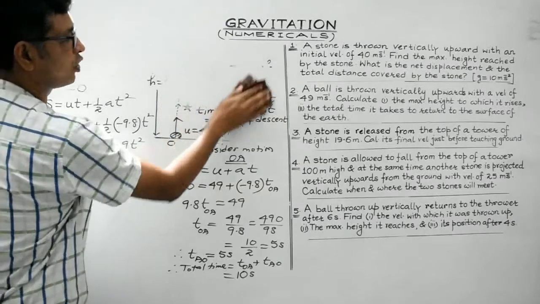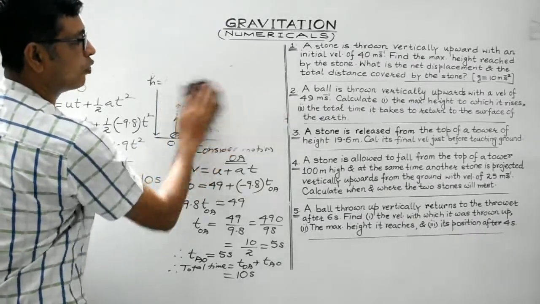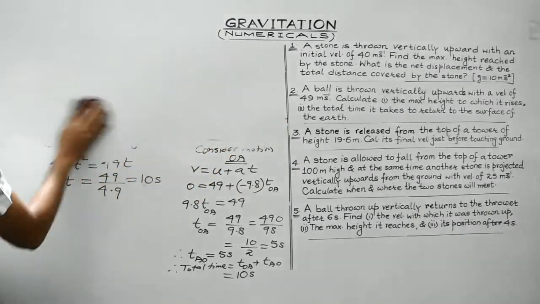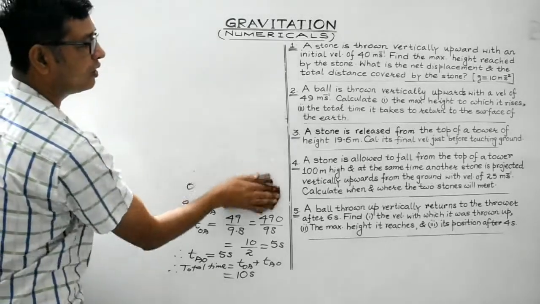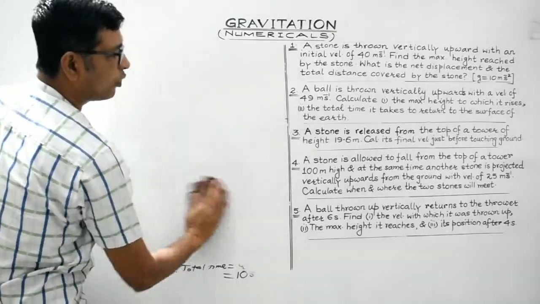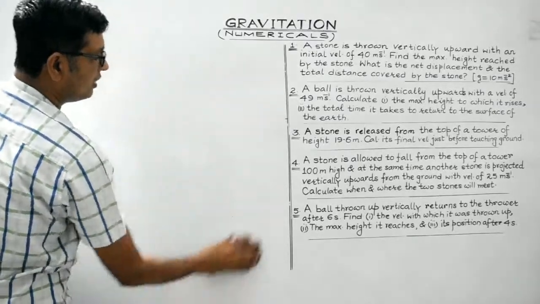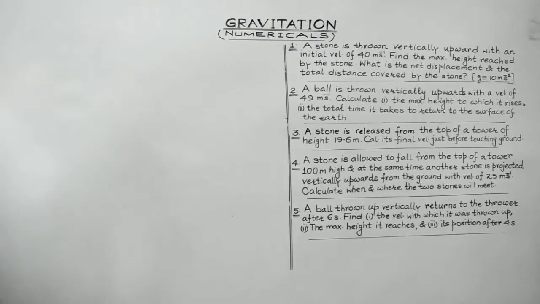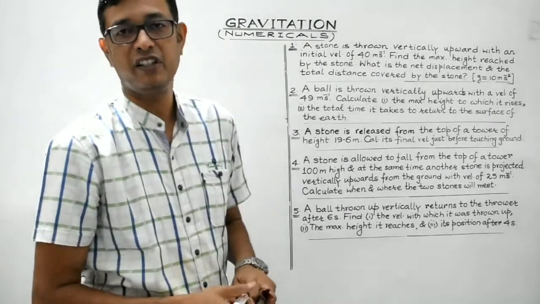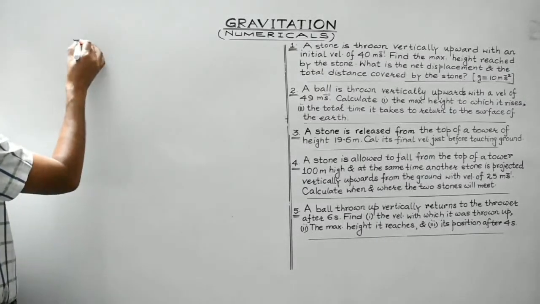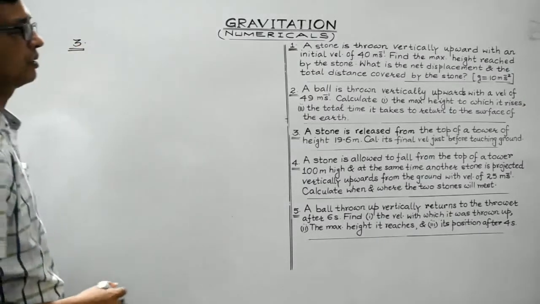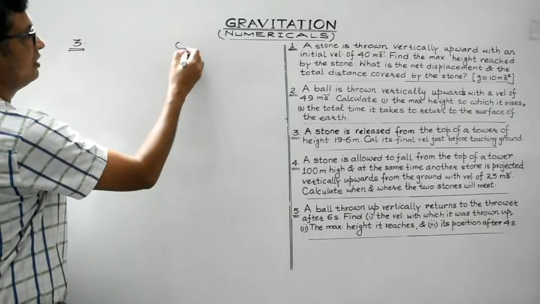Question number 3 is also based on the kinematic equations of motion only. A stone is released from the top of a tower of height 19.6 meters. Calculate its final velocity just before touching the ground. So again, it can be done in a similar manner. In this case, it is released.